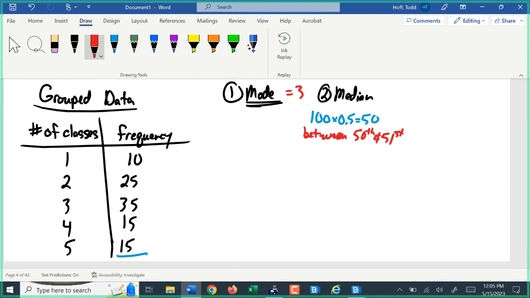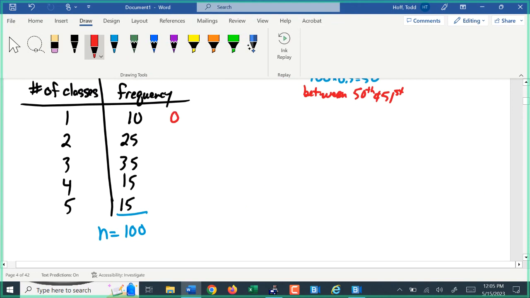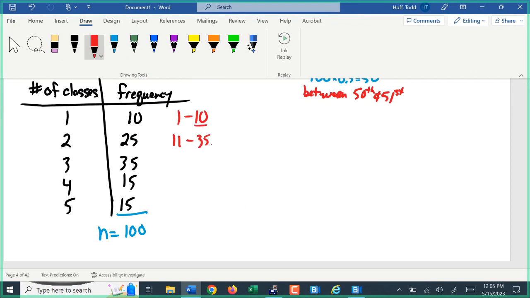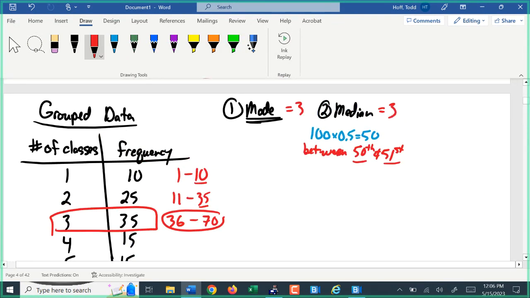Well, let's look at this. There's 10 ones. That means the first through the 10th number in the list are ones. The 2s then start at the 11th number. Now remember, 10 plus 25 gives me 35. So the 11th through 35th number are 2s. Remember listing these out, 1, 1, 1, 2, 2, 2, so on. This is how many there would be. So then the 3s start with the 36th number, and 35 plus 35 would be 70. That goes up to the 70th number in the list. Well, we want the 50th and 51st number. That's going to be between the 36th and 70th. So both the 50th and 51st number are 3s. So the median of this data set is a 3.